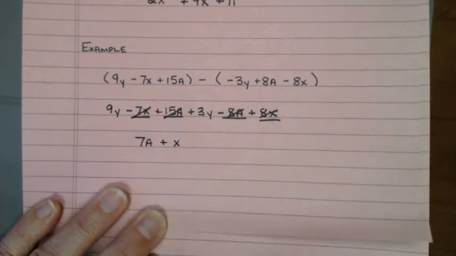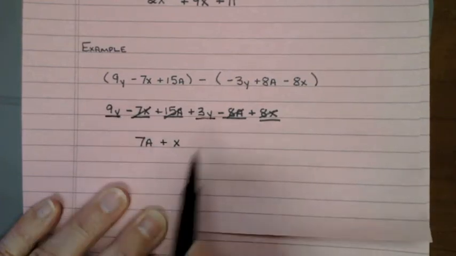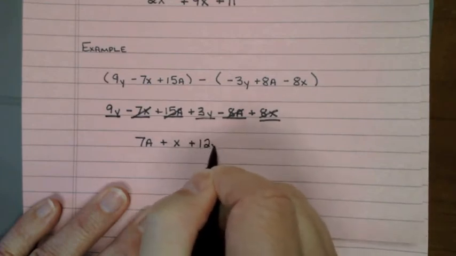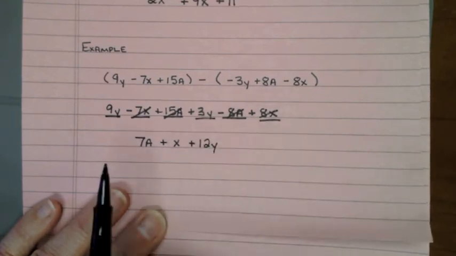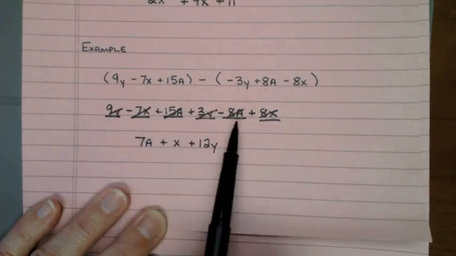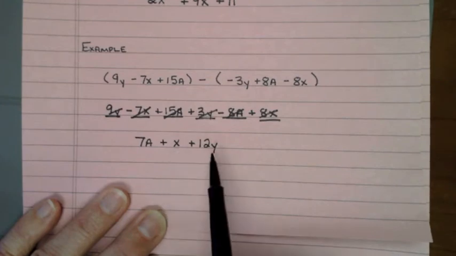My y's would be combined together next. I've got a 9y and a 3y. I combine those together. I get positive 12y. So because I know these things need to be put in the correct order, I'm going to start combining things together that I know would go first. Then combine things that would go second. Then combine things that would go last.